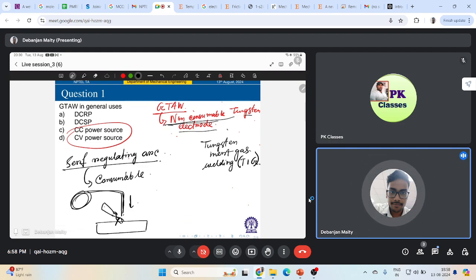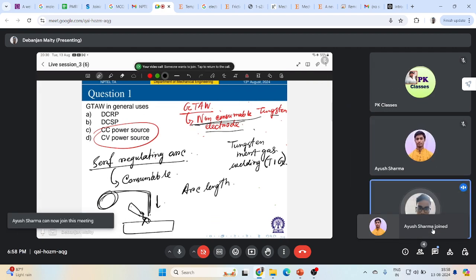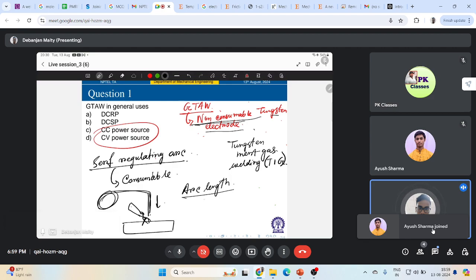So you want to maintain your arc length constant so that there will not be any kind of arc blow because of changing voltage suddenly, right? So if you are using a consumable electrode, at that point of time you should use a constant voltage power source.